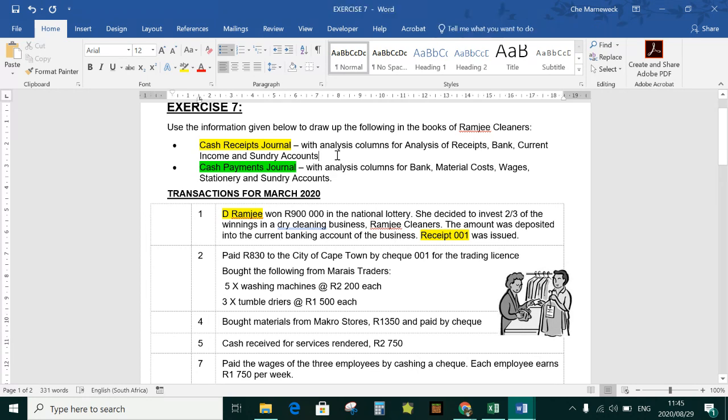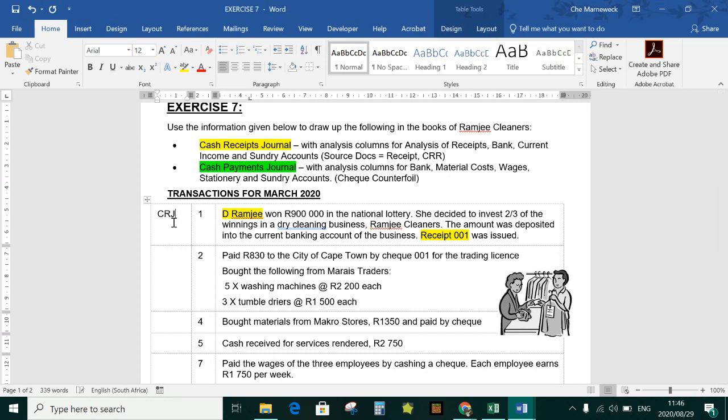Now, hopefully, the receipt is the first indicator that that's going into the cash receipts journal. Remember the source docs for the CRJ. Source docs are either the receipt or it's the cash register roll. And the source doc for the cash payments journal is the check counterfoil. So the fact that we see a receipt, we see the owner is putting money to start the business, we know that is going in the cash receipts journal. There, and I'm going to highlight that in yellow.